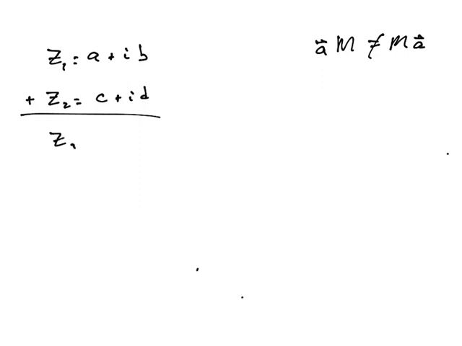So z3, let's say, is the answer to this. And it's going to be the real part is a plus c added together. That's the real part of 1 plus the real part of 2. And then you add the imaginary parts together, b plus d. And then you stick the i on there.